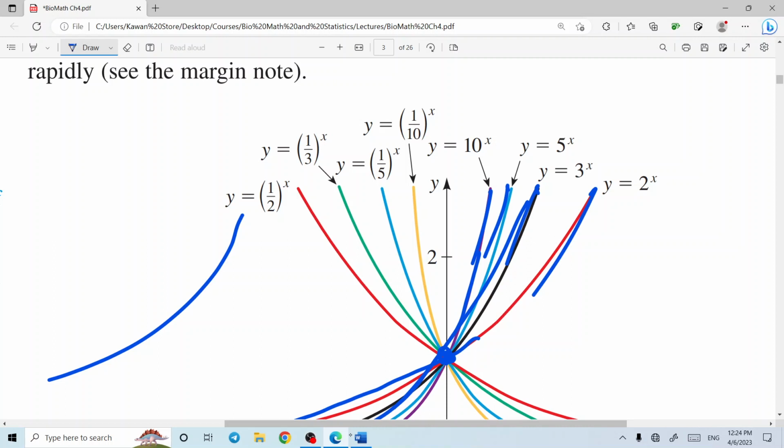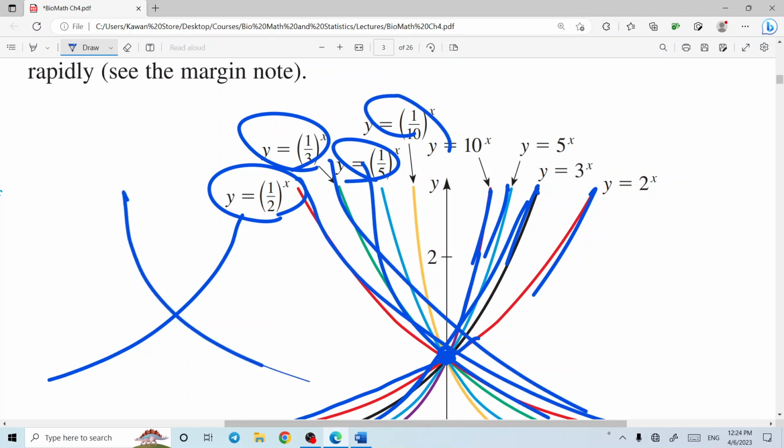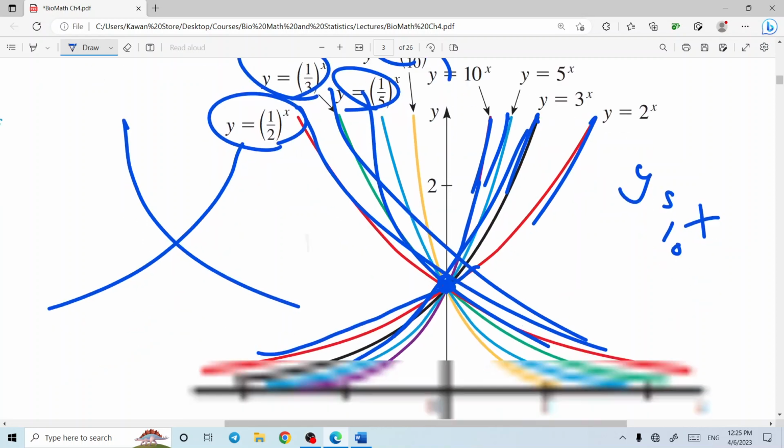How about on the left side, if I give you 2 to power x, 1 over 2, 1 over 3, 1 over 5, 1 over 10, you have the same shape. Am I right? We have the same shape, right to left, left to right. Did you understand? Can you sketch such a graph like that for 10 to power x? Just do it. Good.